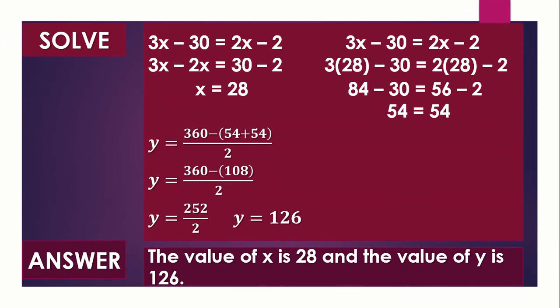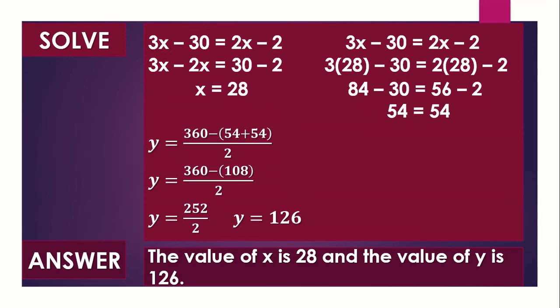Now here is the solution. 3x minus 30 is equal to 2x minus 2. 3x minus 2x is equal to x, and 30 minus 2 is equal to 28. We are going to substitute the value of x to 3x minus 30 and 2x minus 2, which we have right here is 54. When we add these two pairs and subtract it from 360, we have the measures of the two remaining base angles. If we divide it by 2, that will be the measure of your y.